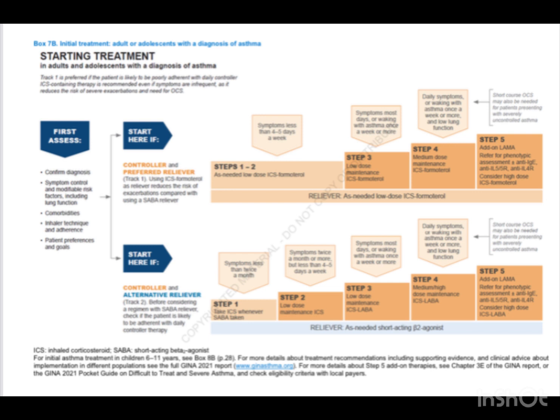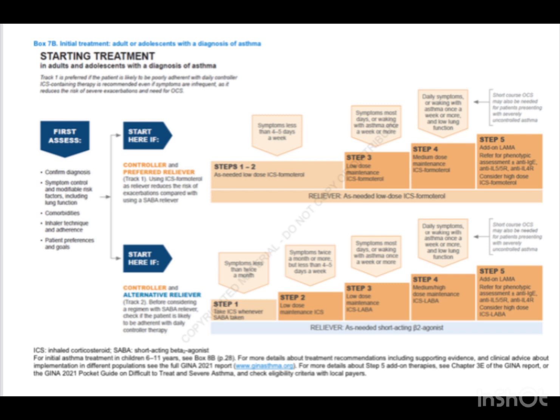In track 2, SABA is used as the reliever. It is an alternative if track 1 is not possible or if the patient is stable with good adherence and no exacerbations in the past year on their current therapy. In step 1, the patient takes SABA and low dose inhaled corticosteroid together for symptom relief, in combination or with ICS taken right after the SABA. In steps 2 to 5, the reliever is a SABA. Before considering the SABA reliever, consider whether the patient is likely to be adherent with their ICS-containing controller therapy, as otherwise they would be at high risk of severe exacerbations.